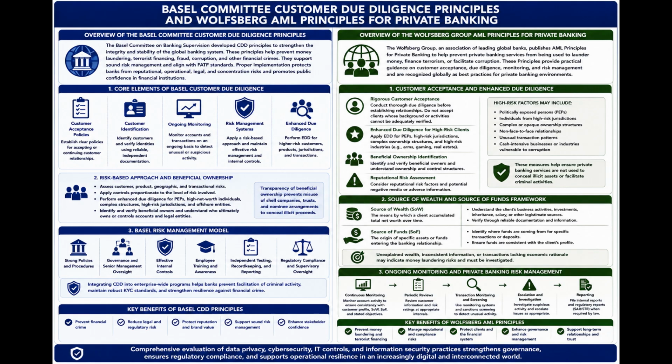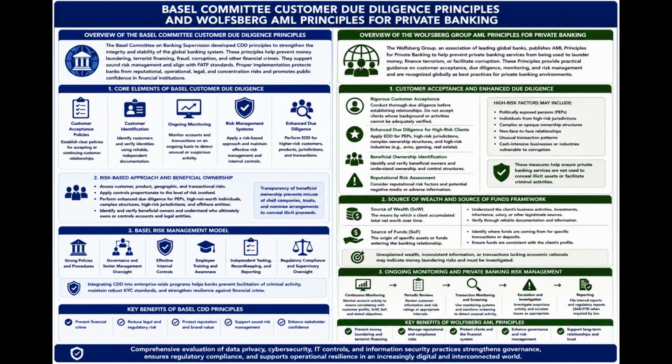Enhanced due diligence is required for high-risk clients, including politically exposed persons, individuals from high-risk jurisdictions, customers with complex ownership structures, and those involved in industries vulnerable to corruption. Banks must identify beneficial owners, understand sources of wealth and funds, and evaluate reputational risks. These procedures help ensure that private banking services are not used to conceal illicit assets or facilitate criminal activities. Source of wealth and source of funds framework.